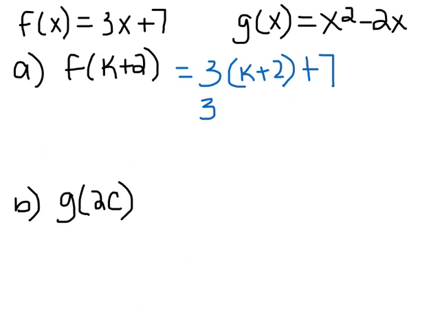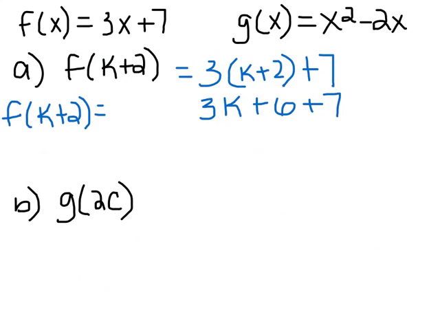So if we do out the distributive property, we're left with 3k plus 6 plus 7. Therefore, our answer to f of k plus 2 is equal to 3k plus 13. In example B, we'll be using our g of x equation, and we'll be replacing our x with 2c right here.